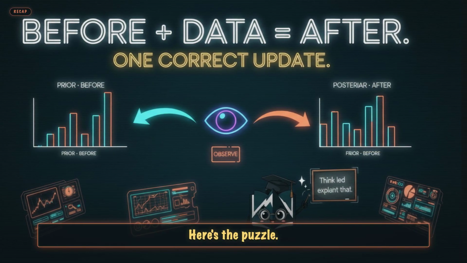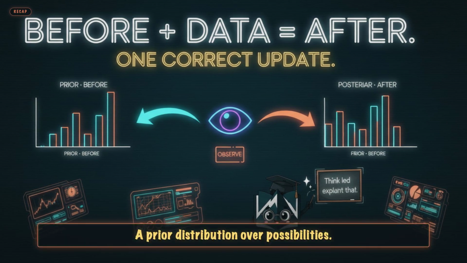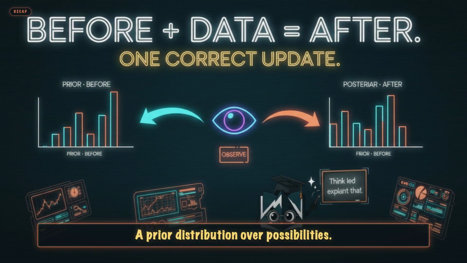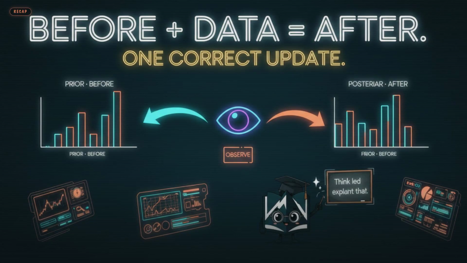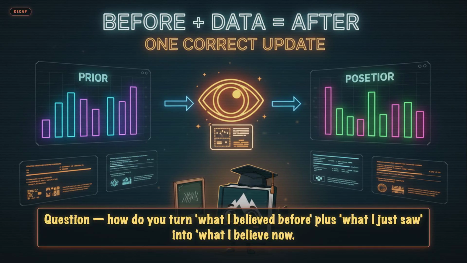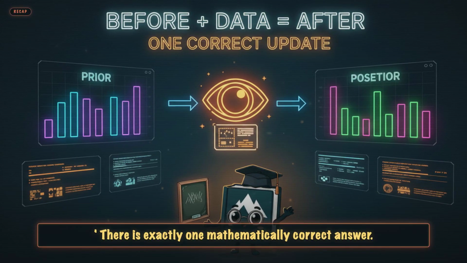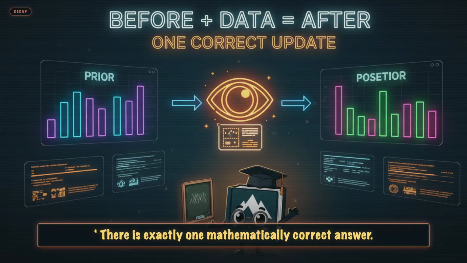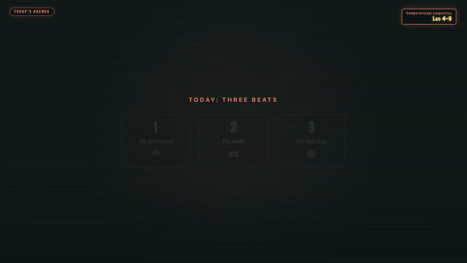Here's the puzzle. Your system starts with a belief, a prior distribution over possibilities. Then you observe some data. Question: how do you turn what I believed before plus what I just saw into what I believe now? There is exactly one mathematically correct answer. Bayes gave it. Today's 3 beats.